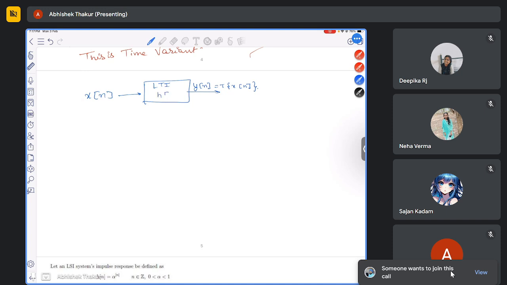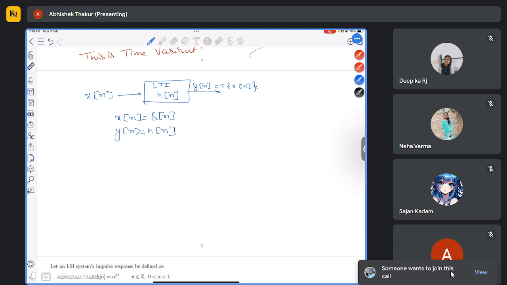And so this is our h[n]. Now if x[n] is equal to delta[n], that is the unit impulse function, then our y[n] is equal to h[n]. That is the system response, that is also known as the impulse response.